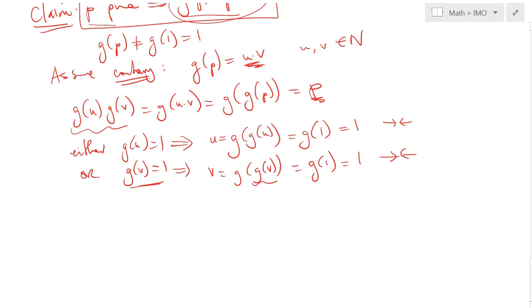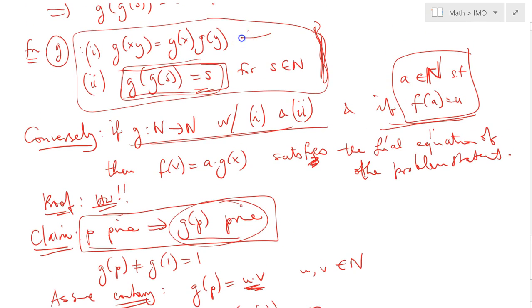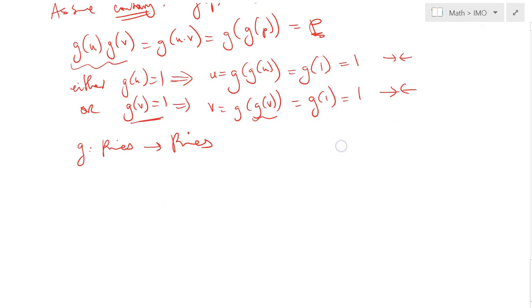So therefore, the function g maps the primes onto the primes. And therefore, using the fact that g is a multiplicative function, let's now conclude the problem. Let's start with g of 1998.